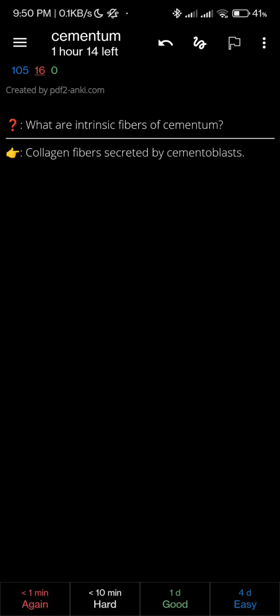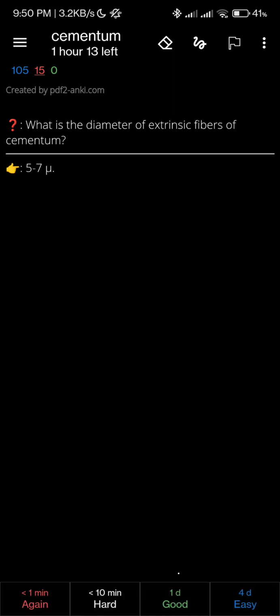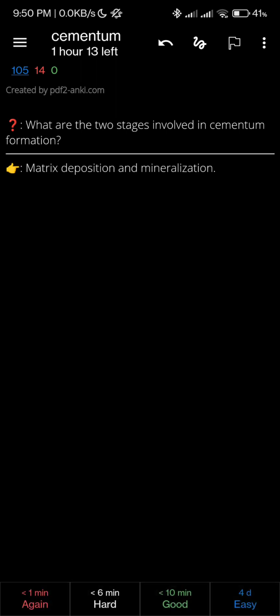What are intrinsic fibers of cementum? Collagen fibers formed by cementoblasts. What is the diameter of extrinsic fibers? We have 5 to 7 microns. What are the two stages involved in cementum formation? We have matrix deposition and mineralization.